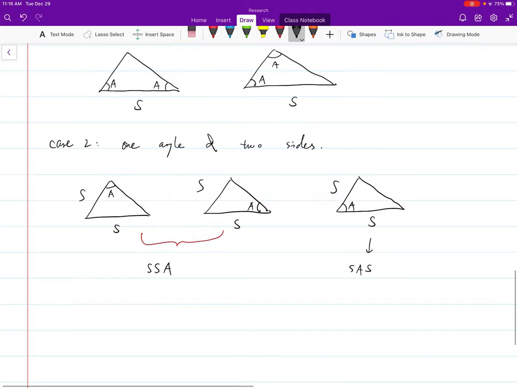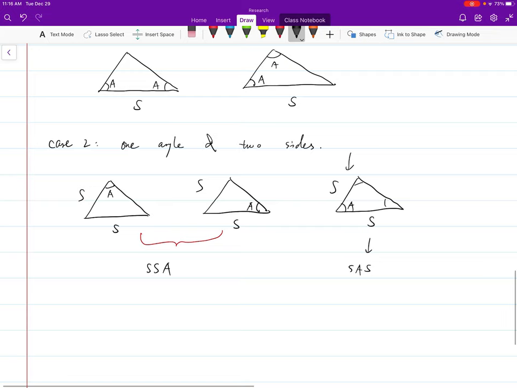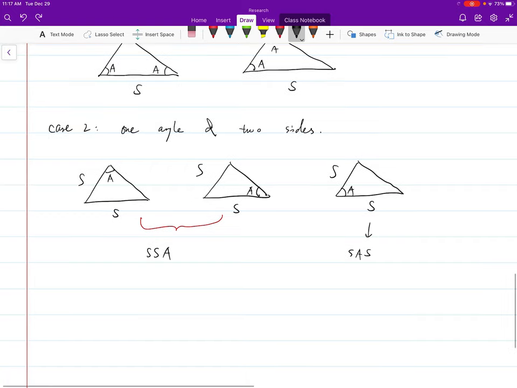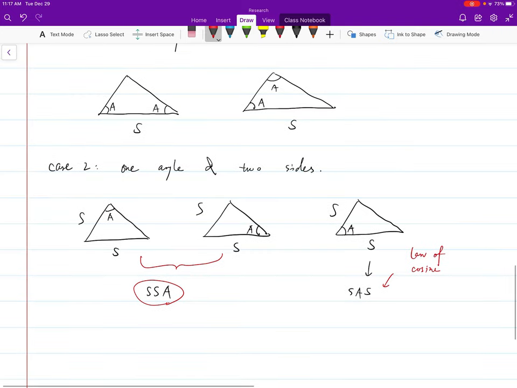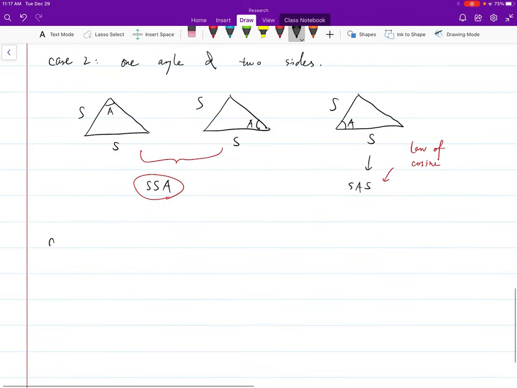Okay, the classification is very simple. You either have the angle in between these two sides, or you have some angle other than this. It can either be this corner or this corner. Okay, the reason we differentiate them is because they need to be handled differently. The law of sine can handle this in this section. For this, we need the law of cosine, which is the next section.